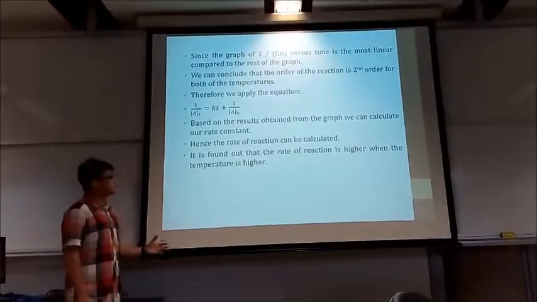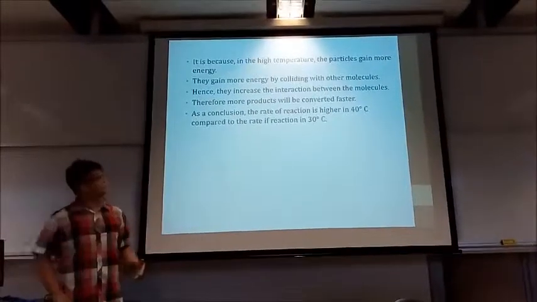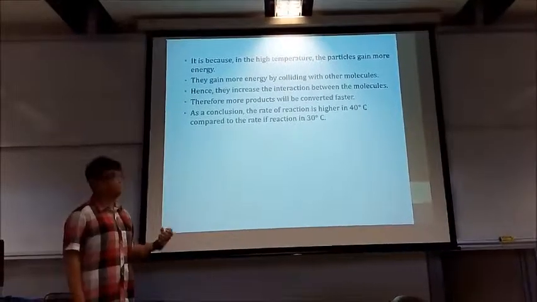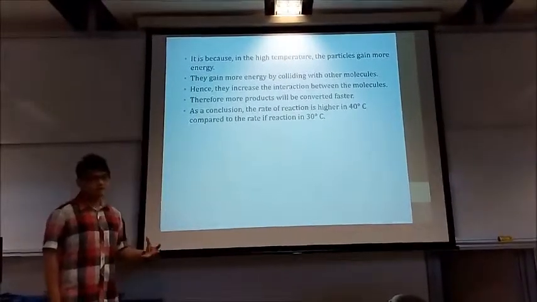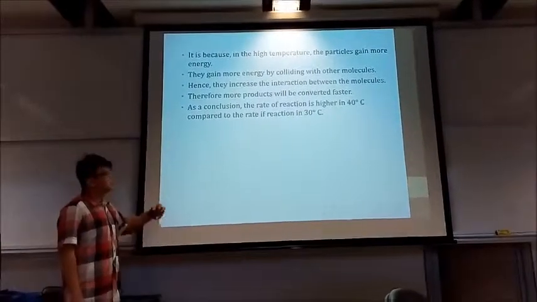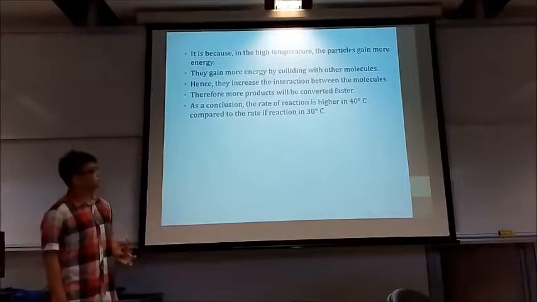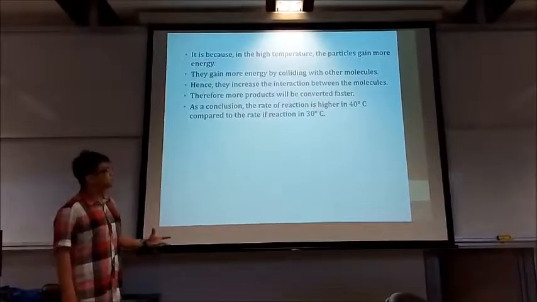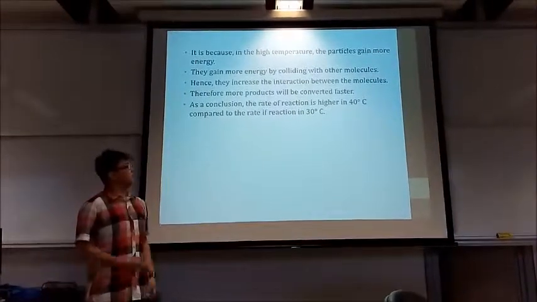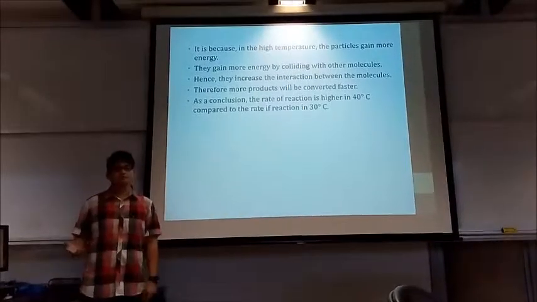Then it also has to be found out that the rate of reaction is higher when the temperature is higher. Why is it so? It is because at a high temperature, the particles gain more energy. When they gain more energy, they collide more with the surrounding molecules, which creates more interaction between the molecules. Therefore, more products will be converted faster. So as a conclusion, the rate of reaction is higher at 40 degrees compared to the rate at 30 degrees.